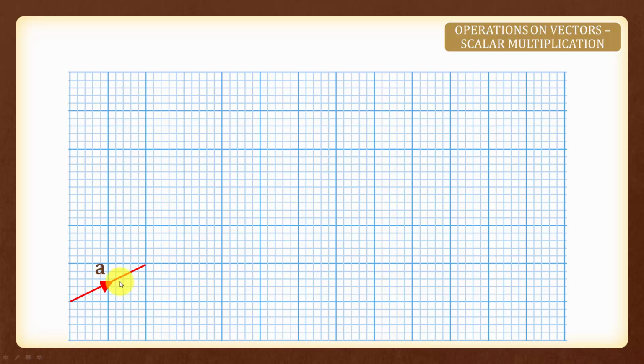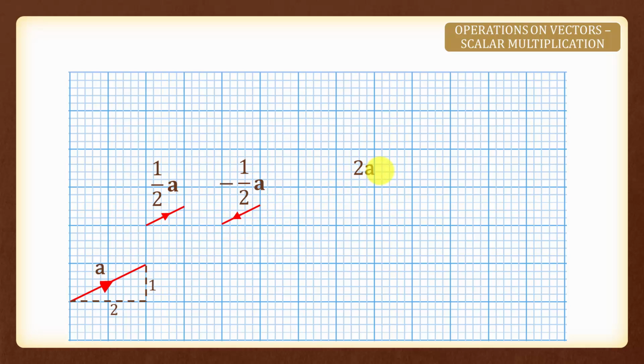Here we have a vector A with 2 units to the right and 1 unit upwards. So how will vector half A look like? Yes, it will be half of vector A, and it will be 1 unit to the right and half unit upwards. What about negative half A? Yes, it will be the same as vector half A, except that it will be in the opposite direction.